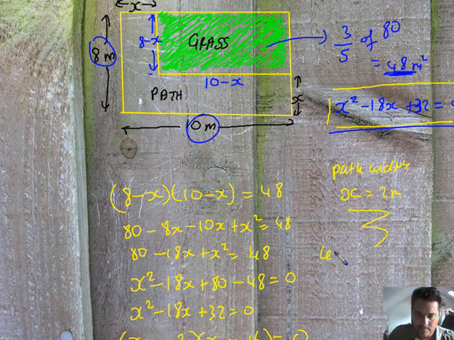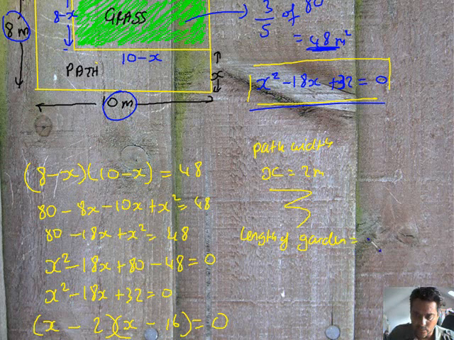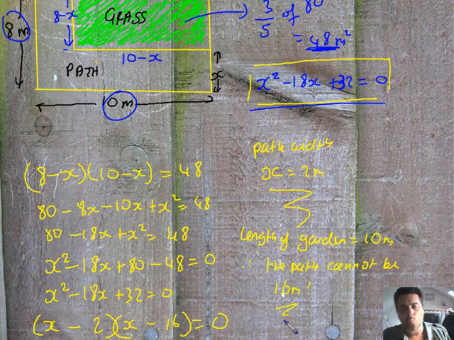Length of garden equals 10 meters, therefore the path cannot be 16 meters. Alright, so I've justified that, just in case there's a mark available for why you're not choosing that particular answer. So there we go, x equals 2 is a lovely little question.